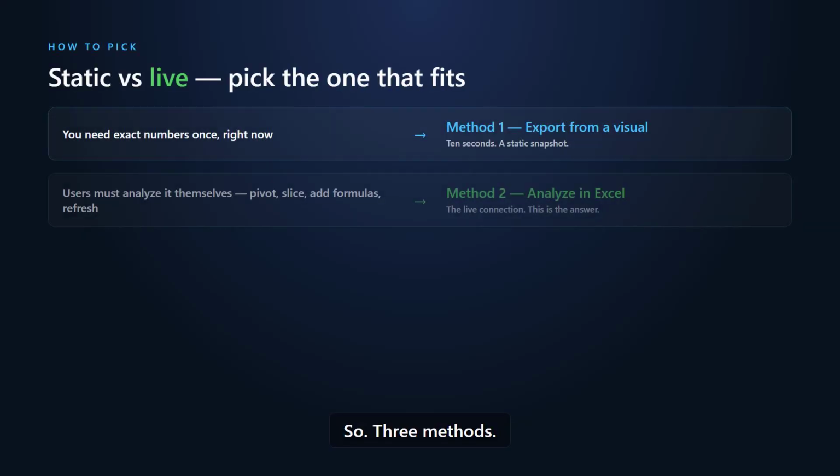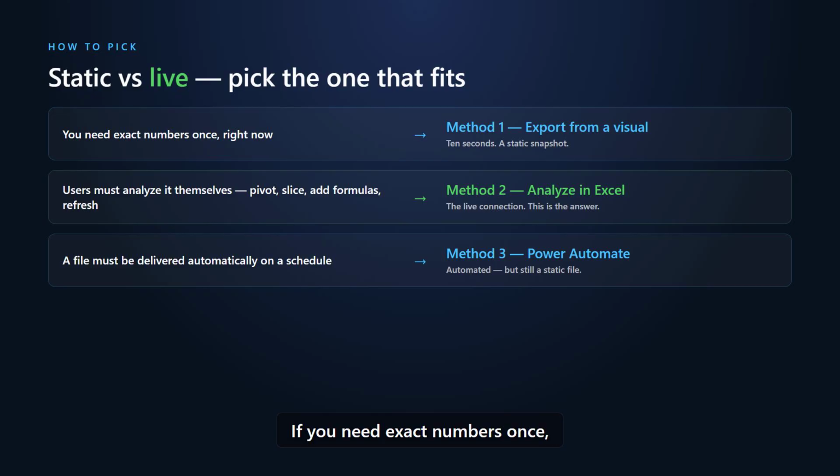So, 3 methods. Here is how to pick. If you need exact numbers once, right now: Method 1. Export from the visual. If your users need to analyze the data themselves, pivot it, slice it, add formulas, see fresh numbers: Method 2. The live connection. If you need a file delivered automatically on a schedule: Method 3. Power Automate. But remember, it is a static file.